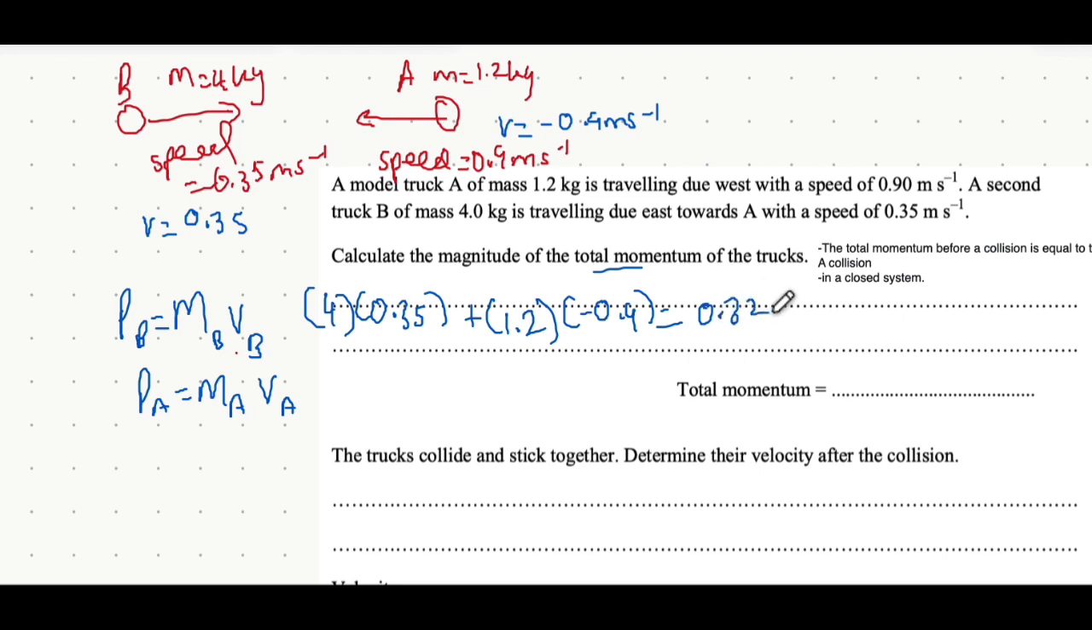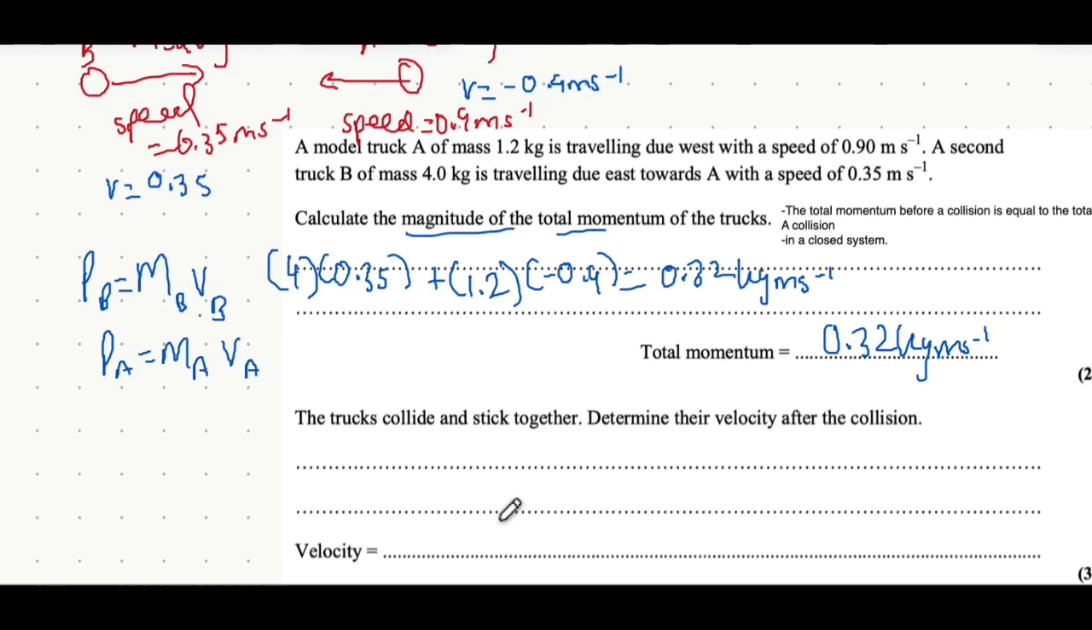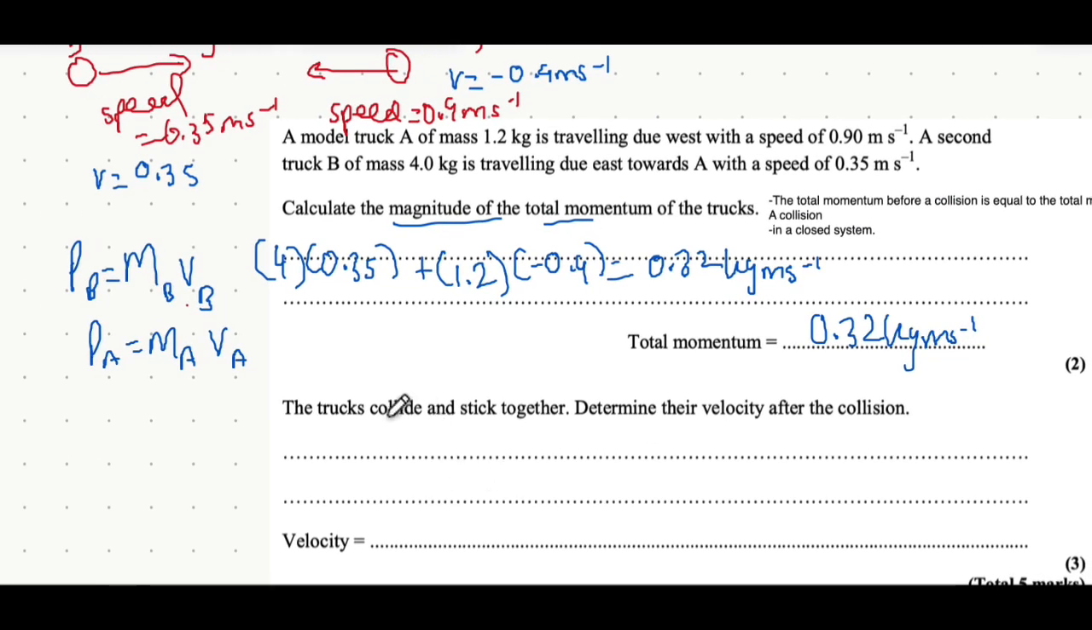Now, if you called the other V minus 0.35 and this one positive 0.9, you'd get minus 0.32 kilograms meters per second. But because it is just asking for the magnitude, we just take the size, which is just 0.32 kilograms meters per second. Now, in this next part of the question is where you use the conservation of momentum.